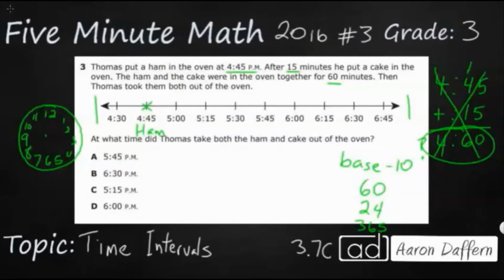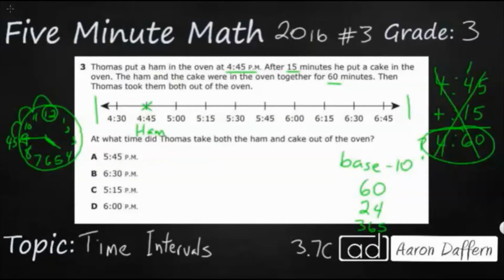So 4:45. So that means that my hour hand is going to be kind of between your 4 and your 5. And then your minute hand is going to be all the way over here on the 9. So I know that's the 45. So if I take 15 minutes, let's go 15 minutes. So 5, 10, 15. So I'm going to go up here to 12.